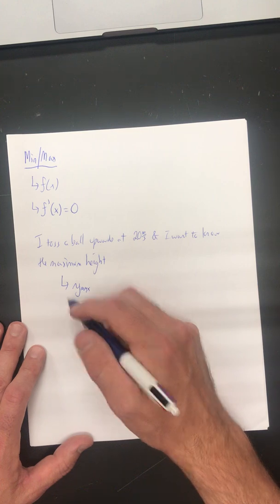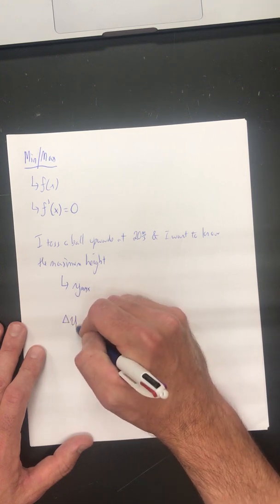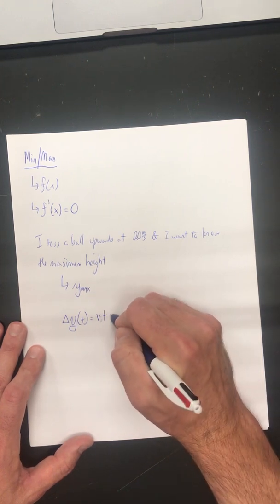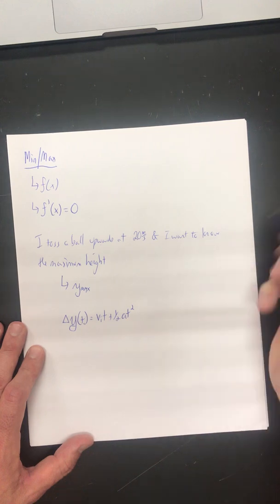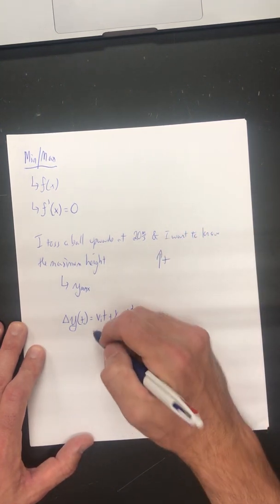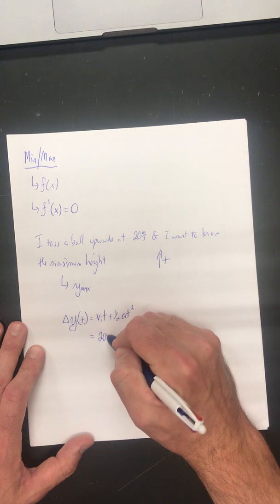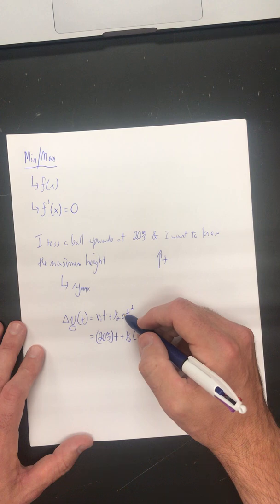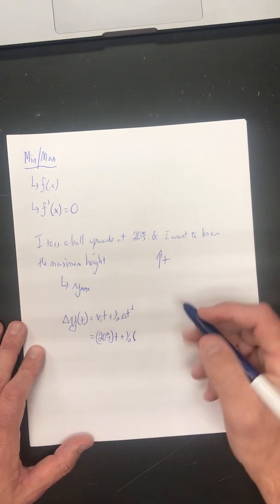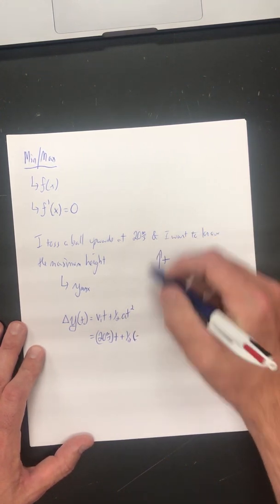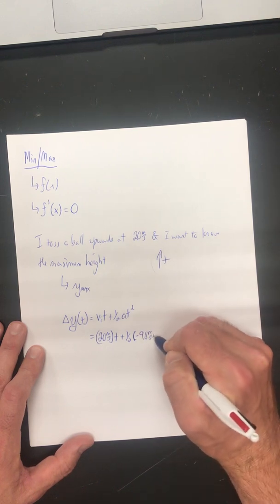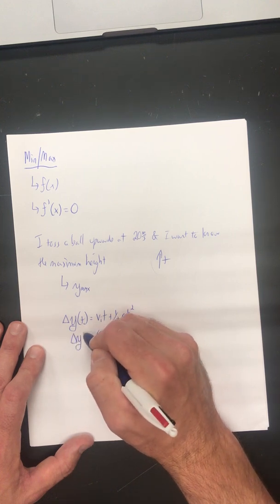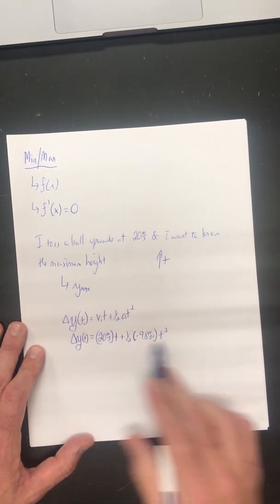Well, I actually know that I can set up the y displacement as a function of time here, because I remember, hopefully, the equation v_i t plus 1/2 a t squared. If I call up positive, then this function is going to be 20 meters per second times t plus 1/2, and we know the acceleration due to gravity is 9.8 meters per second squared downwards, or in this case, because up is positive, negative 9.8, times t squared. So the vertical displacement as a function of time is equal to that.